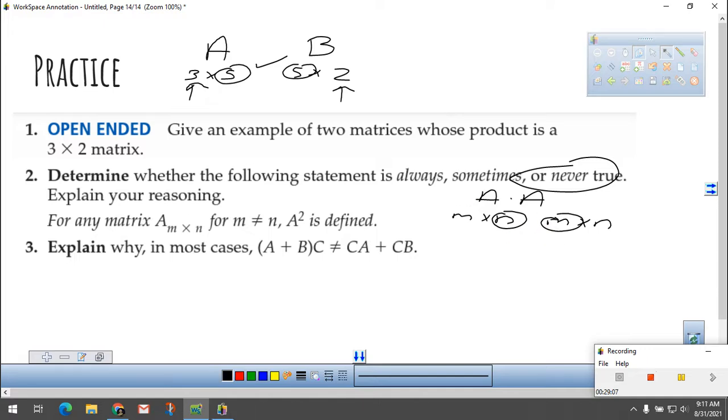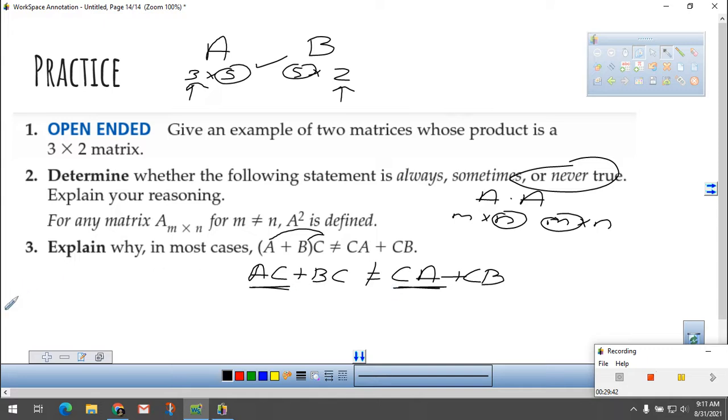Alright, so explain in most cases why A plus B times C is not CA plus CB. Well, because of the distributive property. So we know that if we distribute this C, notice that the A is the letter that comes first, so this would technically be AC plus BC. And if you remember, we said the commutative property does not work for matrices. So you see how it says AC? That's not the same thing as CA. So that's why that would not be in most cases true.